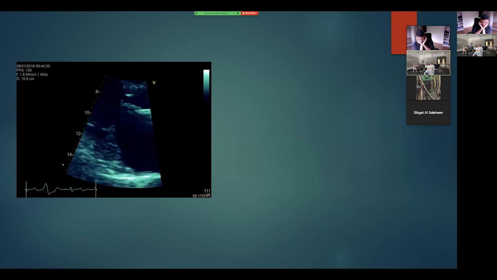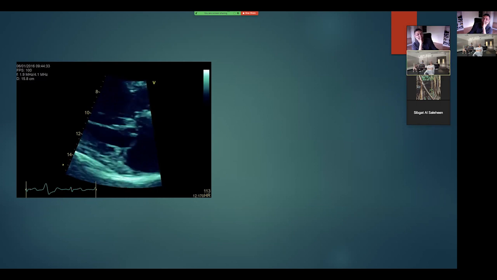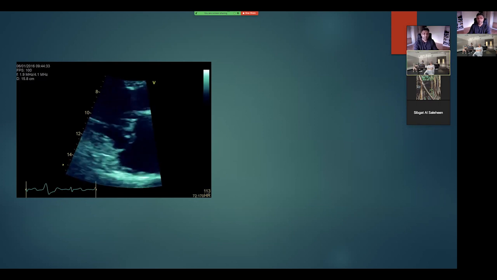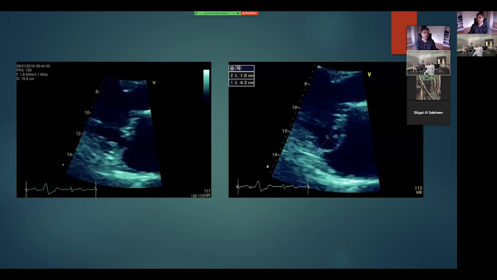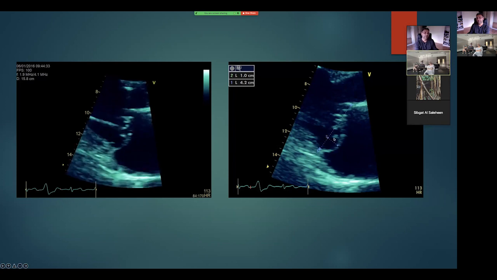So this is a parasternal long axis view. Now it looks like it's a posterior prolapse. Which scallop would that be, based on this view? P2. Thank you. And this is the measurement you can see, and it's 10 millimeters or 1 centimeter.